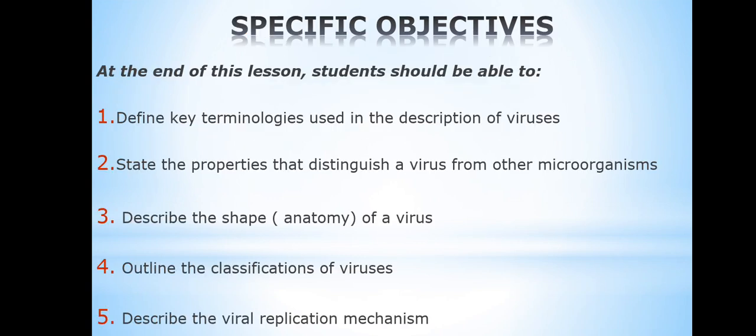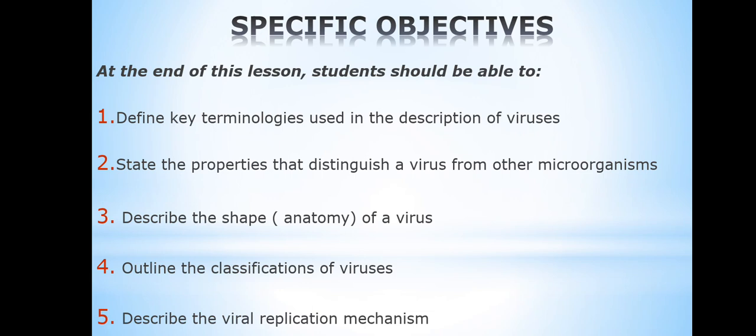Then the specific objectives. Remember, I've always emphasized the importance of specific objectives. The first specific objective is that you should be able to define the key terminologies that are used in the description of viruses. As a medical student, there's a certain language that we use. Or as medical personnel, we just don't say things the way the general public says them. There are certain terms that we tend to use that are related to each and every topic in science. So you have to be able to define the key terms that we use in the description of viruses.